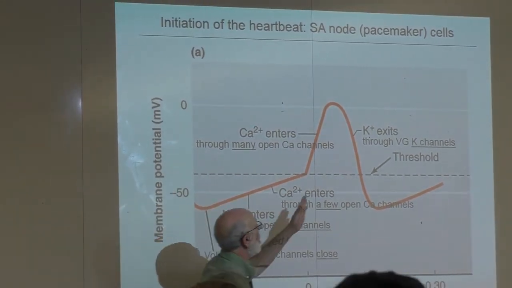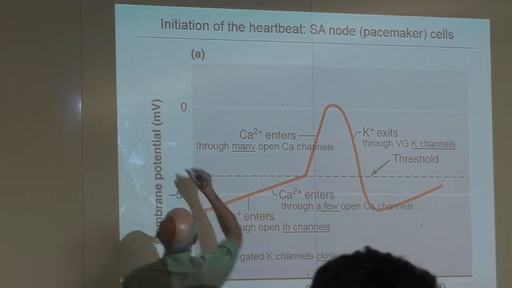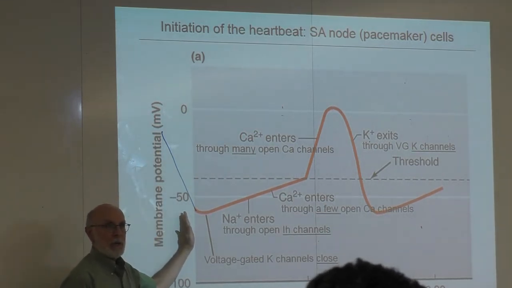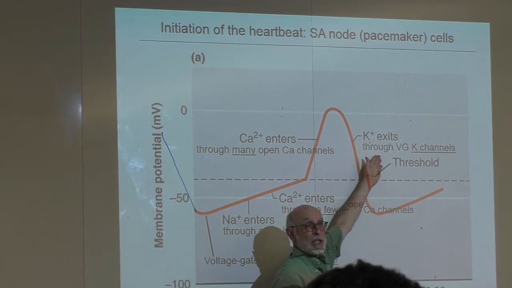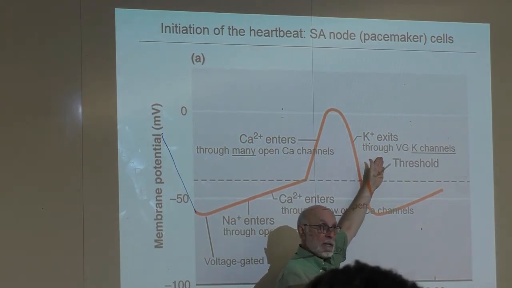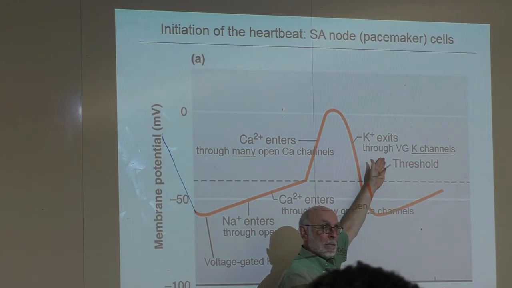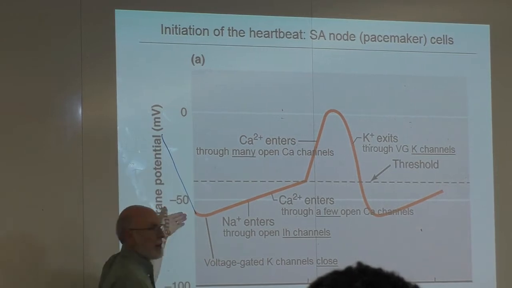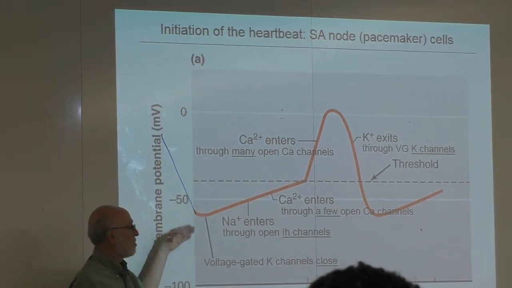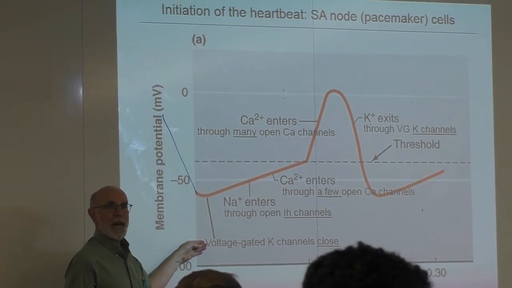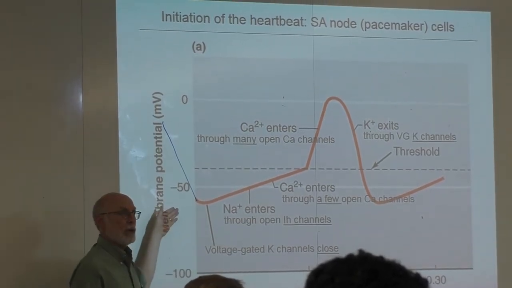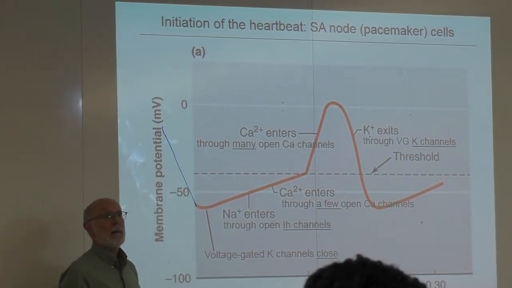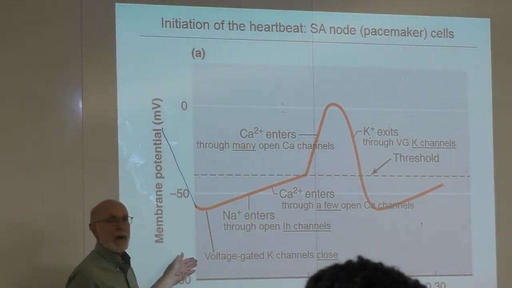So let's start with the end of the previous heartbeat. What brought the membrane potential down were voltage-gated potassium channels that are opened by depolarization and closed by not depolarization. So when we have not depolarization, those channels close. So voltage-gated potassium channels that were open for the previous repolarization close. So the thing that is bringing the membrane potential down, which is potassium efflux, is going away.